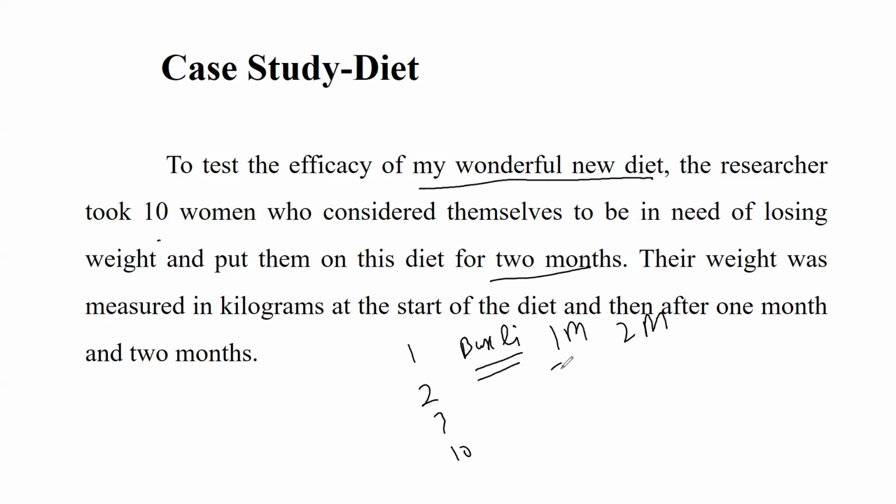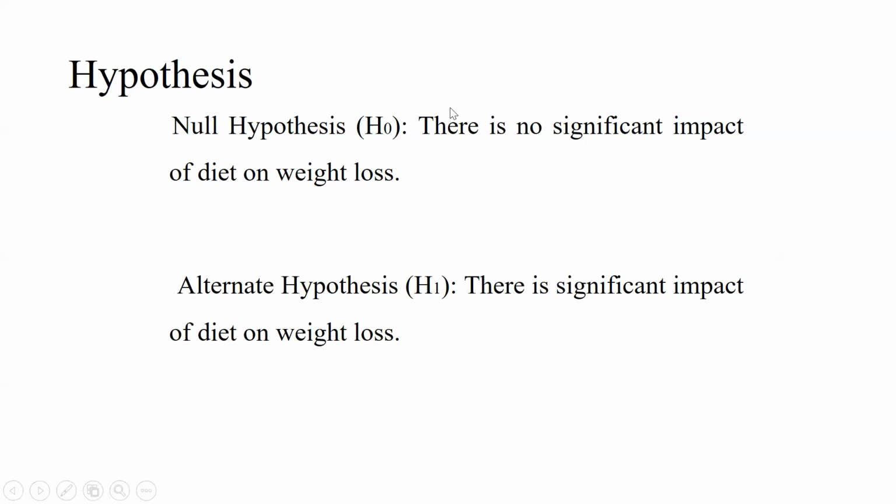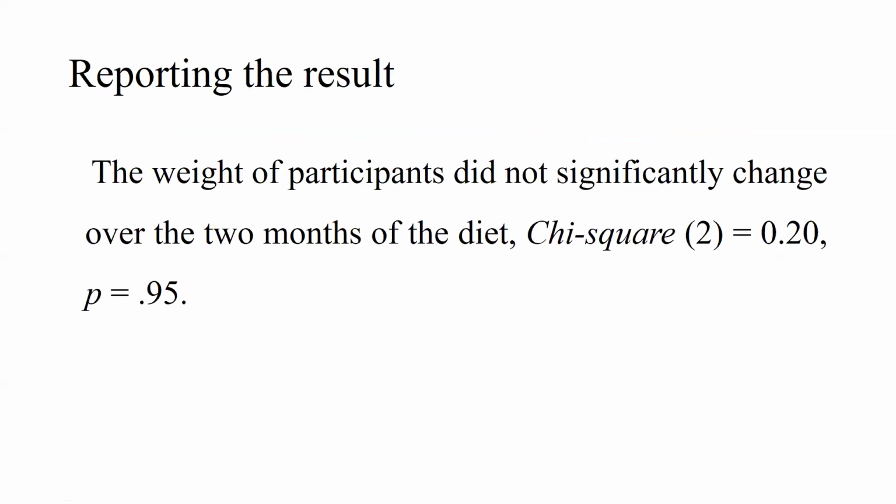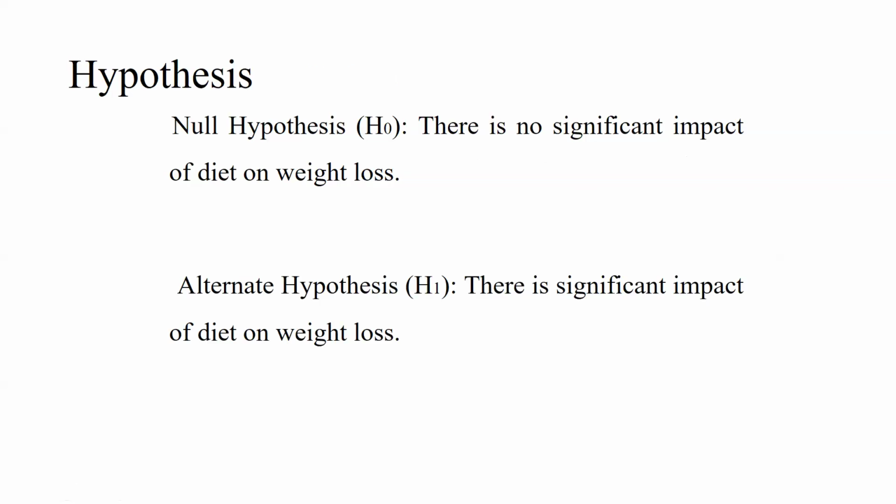So we are measuring more than 2 times. There are 3 times we are measuring the same respondent. So we will apply Friedman ANOVA. The null hypothesis is there is no significant impact of the diet plan on weight loss. The alternate hypothesis says there is a significant impact of the diet on weight loss. This is my result. So I am applying the Friedman ANOVA.